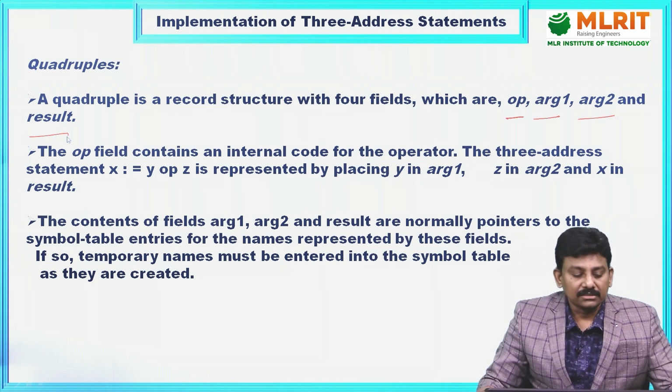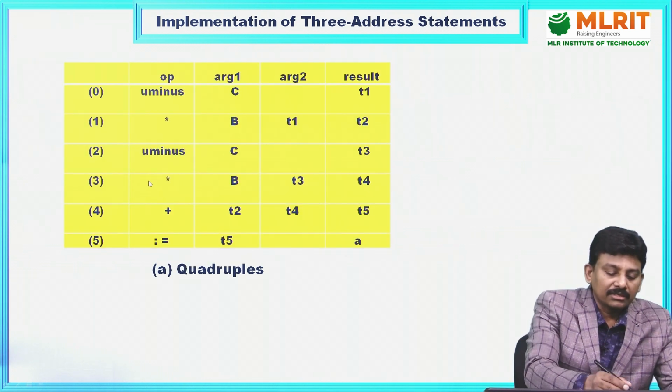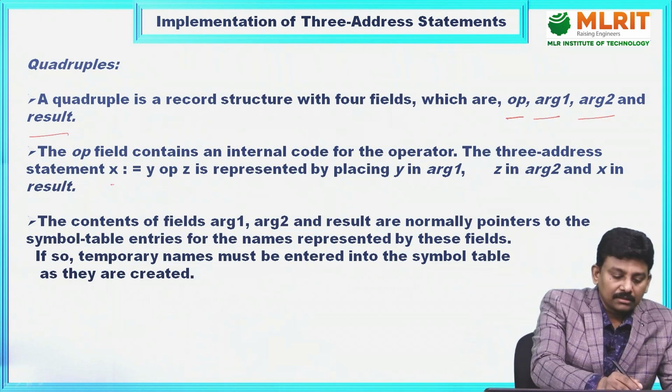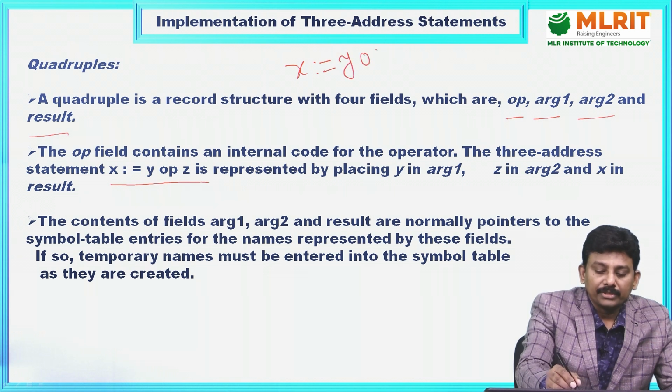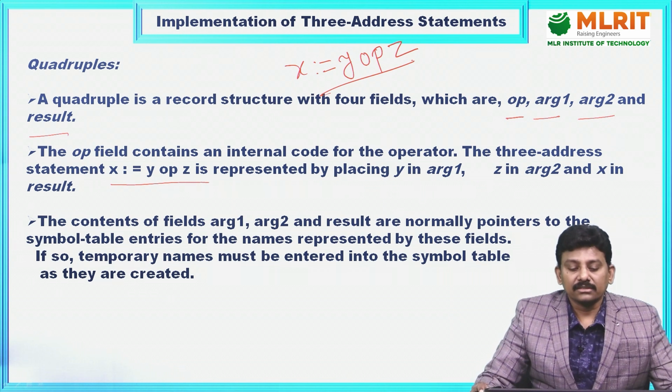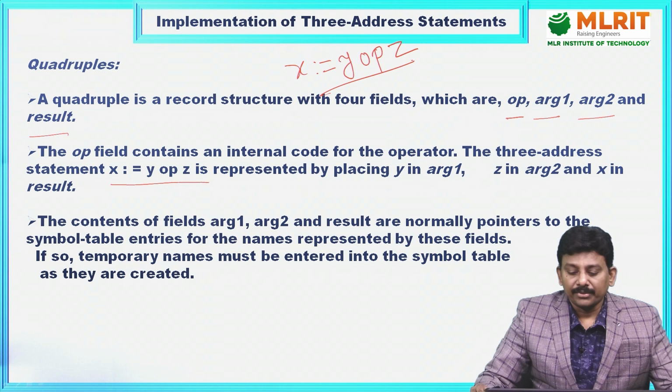The general form of the three address statement is x = y OP z. X, Y, Z are the three addresses. OP is the operator. Operator may be any arithmetic operator, logical operator.